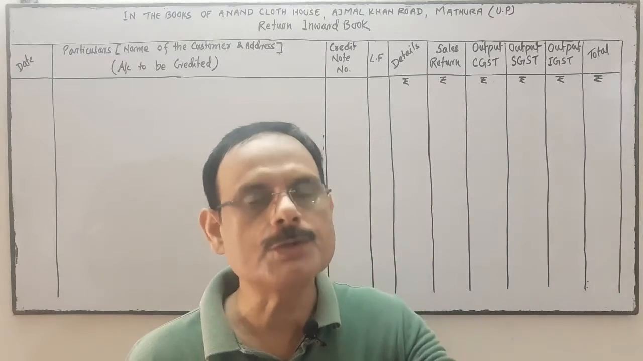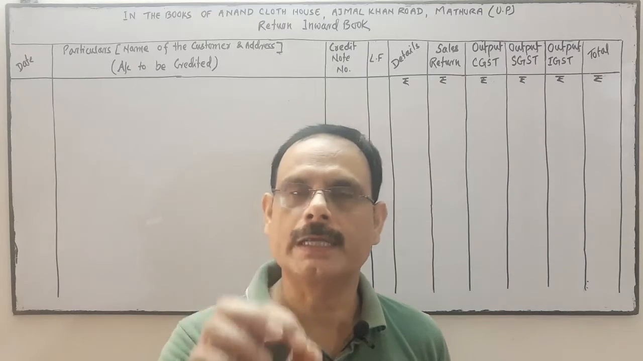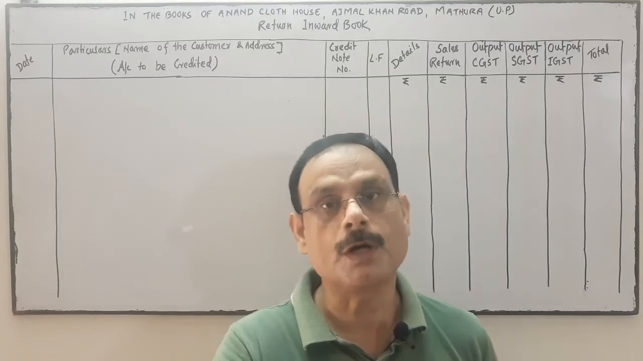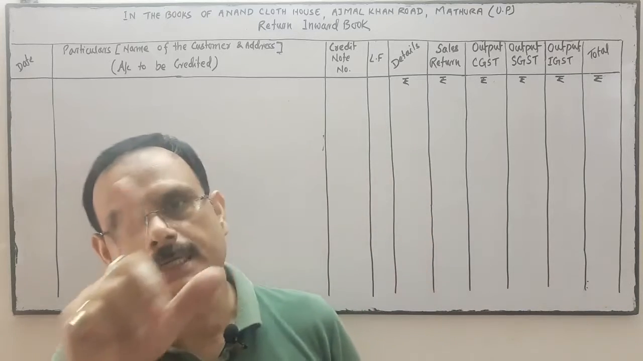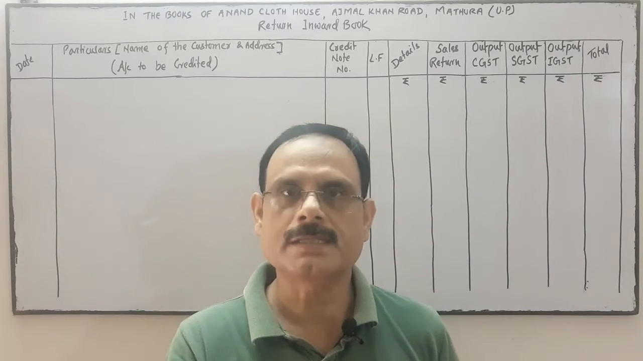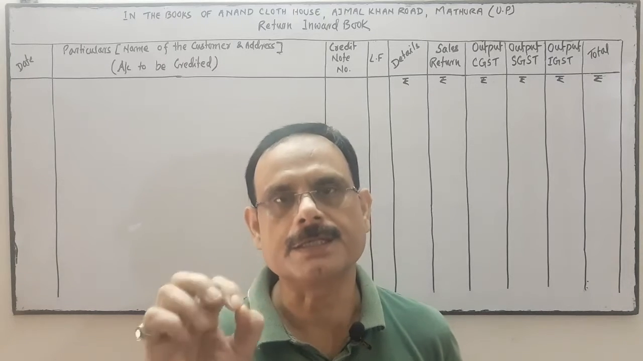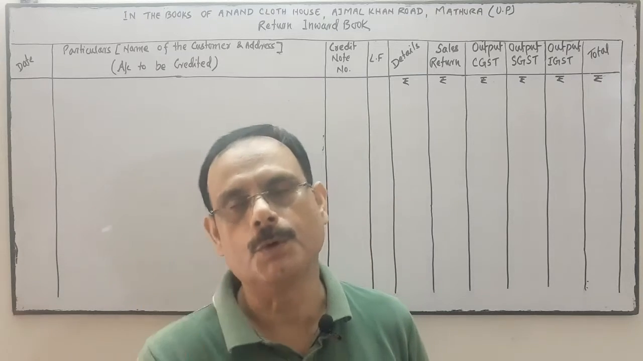If that goods is returned by the customer, then we will record it in the sales return book. Is it clear? Goods which were sold on credit, if the same goods are returned by the customer to us, then this will be recorded by us in the sales return book, which is also known as return inward book.